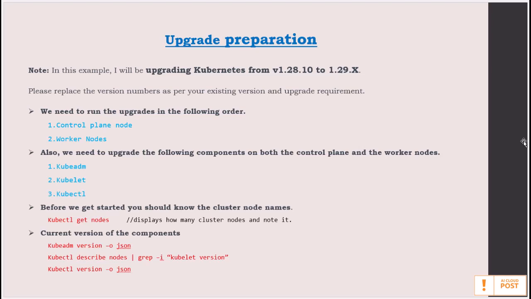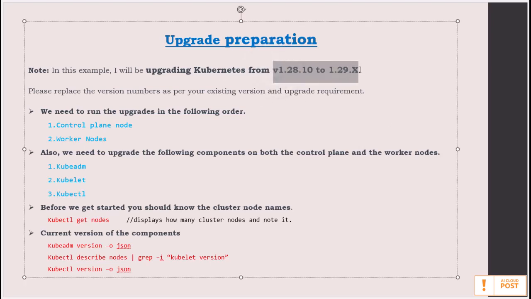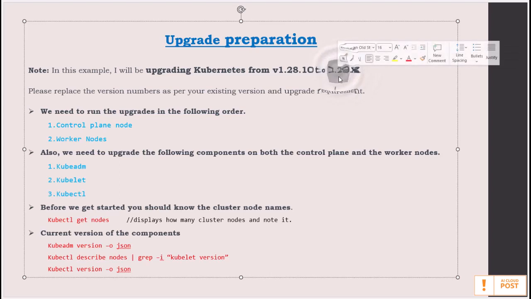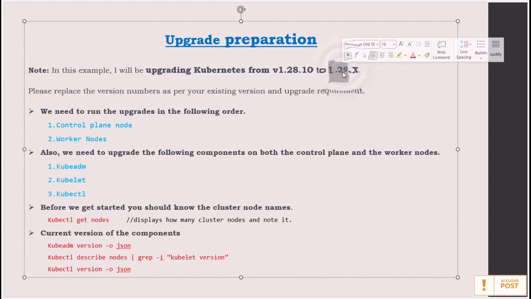Preparation of the Kubernetes cluster. Let's see, this is what I am going to be upgrading. If you want to upgrade only the minor version or the patch version, the process is the same. Follow the same process. Instead of changing the 28, you only change the patch version, for example from 5 to 10. The minor version of the cluster stays the same, but the patch version will be upgraded.